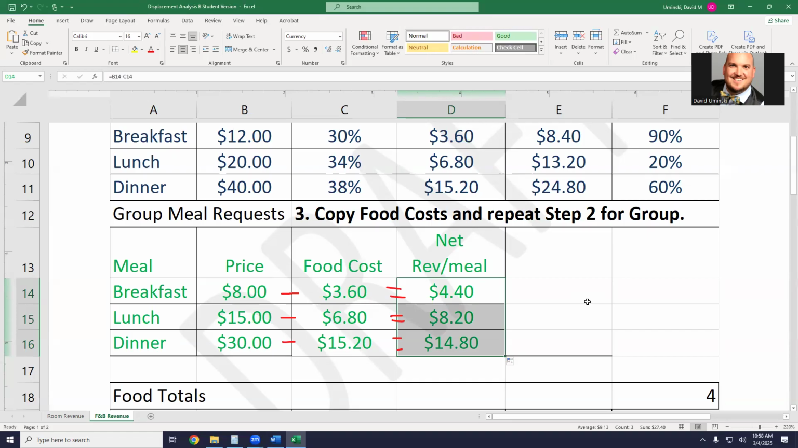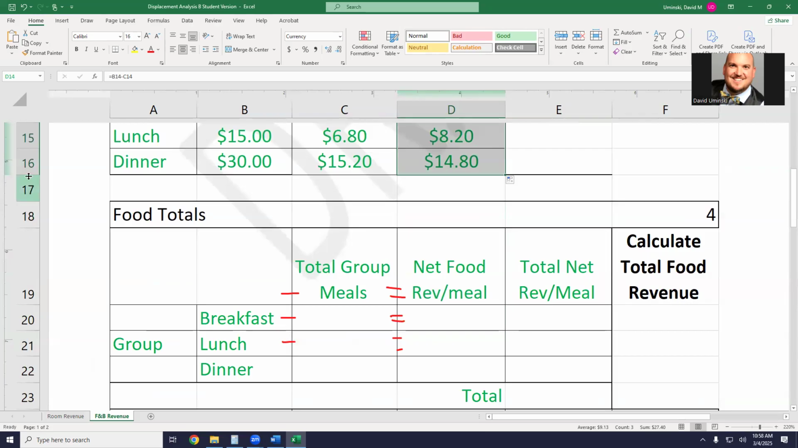I tried to color code this. So the group stuff is going to be in green. The transient stuff will be in blue. That way it kind of helps you keep those numbers separated. All right, so let's do the group first. That's going to be the easier one. Okay. The group first.